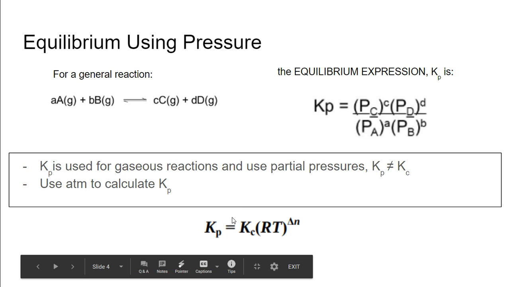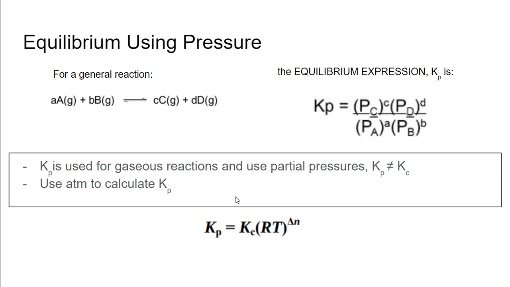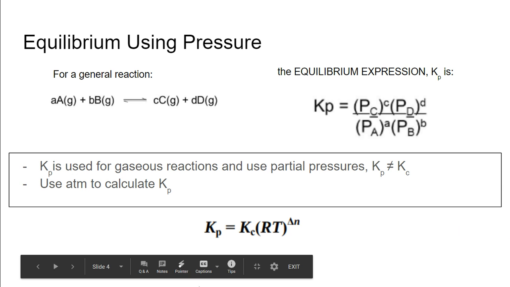Okay, I believe this is actually given to you on the reference sheet. Could be wrong. Oh, maybe I'm wrong. Yeah, you have to memorize that. Yep, you just got to know it. Sorry. So you do have to memorize this. But just remember, it's like PV equals nRT. It was RT to the delta n.